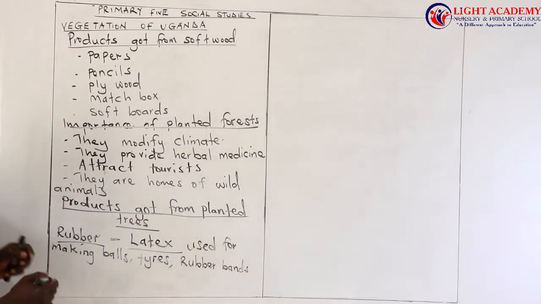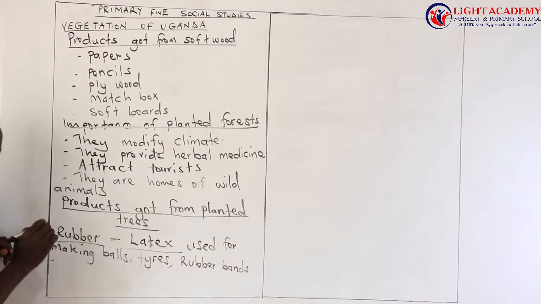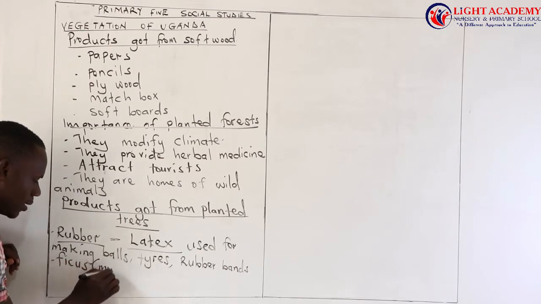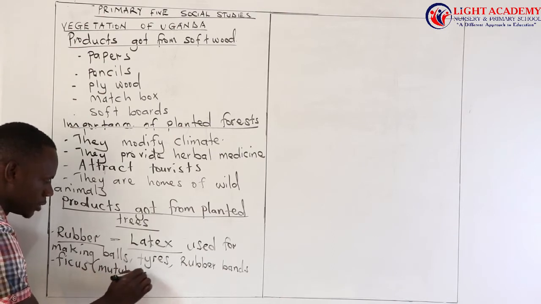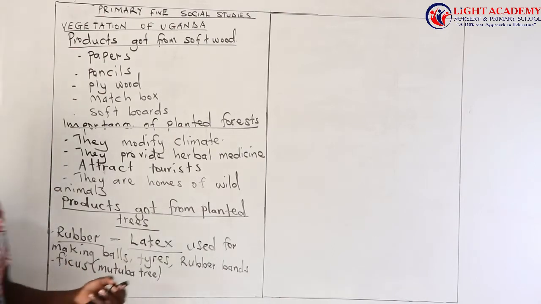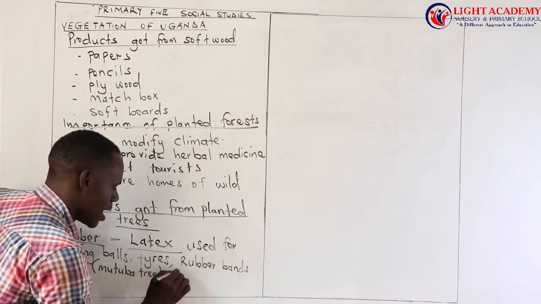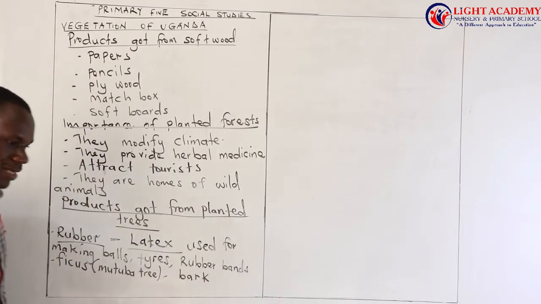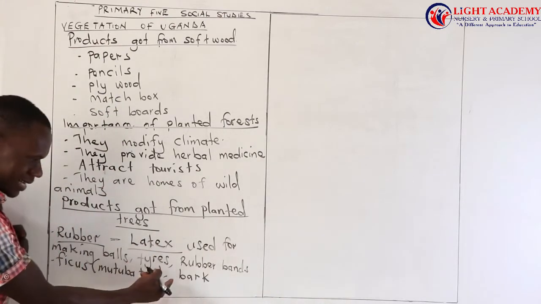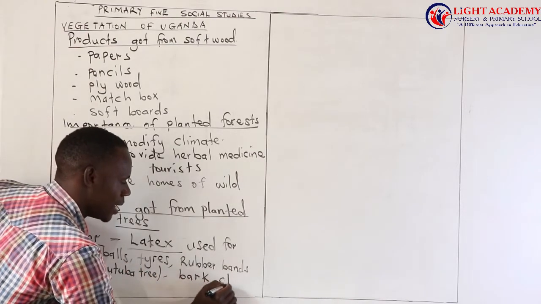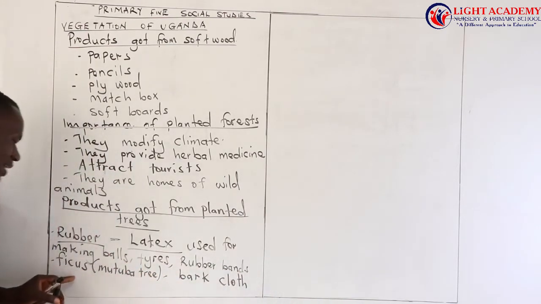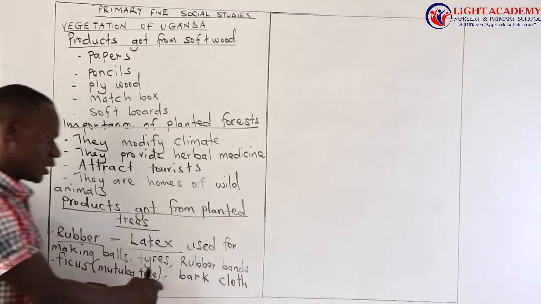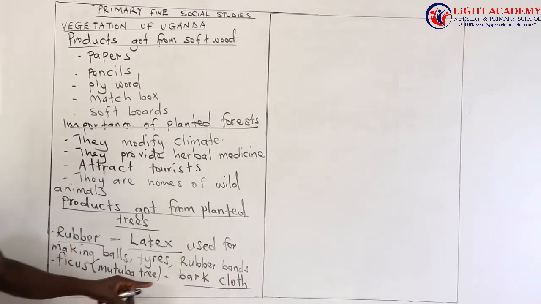Another product, we have ficus. In another tree, we have ficus, in bracket, mutuba tree. From this mutuba tree, people get bark cloth. Bark, spelling, not the back of our body, the behind part, but this part, bark, B-A-R-K. We get the bark cloth from the ficus, at times in brackets, this is a vernacular word, mutuba tree. This ficus tree is mutuba tree, and the product got from it is the bark cloth.